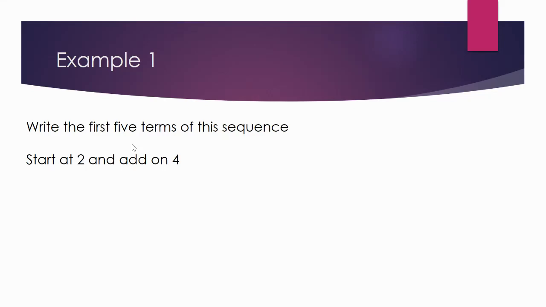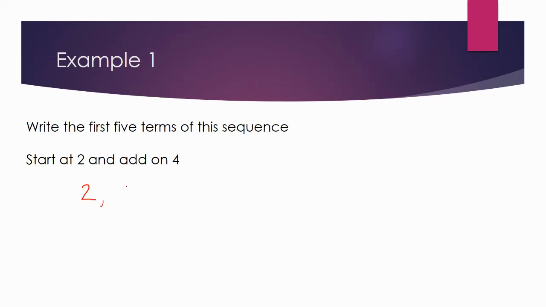Example 1. Write the first 5 terms of this sequence. Now, terms are the numbers in a sequence, and a sequence is a list. Okay, so let's have a look. We're going to start at number 2, and then we're going to add on 4.